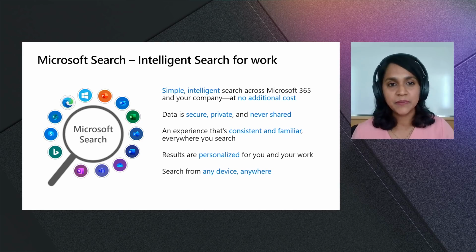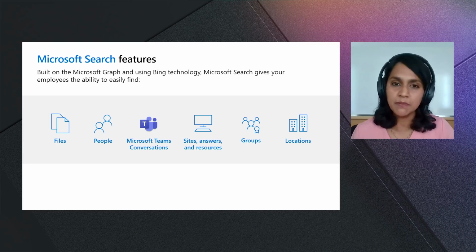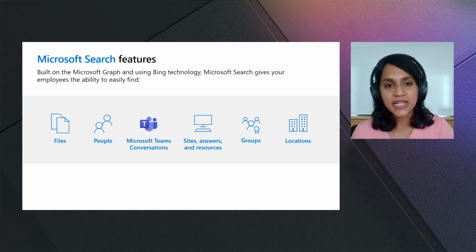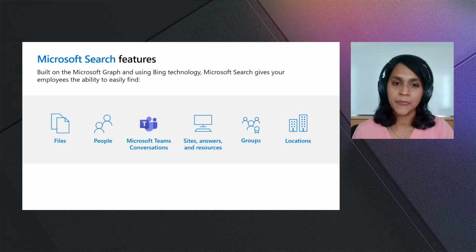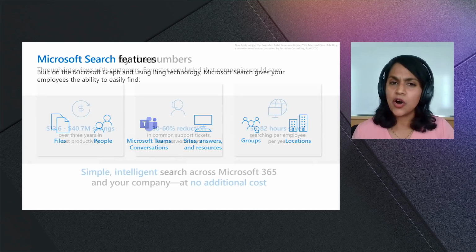When you think about Microsoft Search from an entity perspective, you get files, which are contextual and relevant to you, people, which is one of the most important aspects of organizational search, conversations, bringing content across Teams and Yammer, and then you have sites, answers, company resources, groups, locations, and much more. I am just scratching the surface here. If you're interested in learning more about Microsoft Search and watching demos, check out aka.ms/Microsoft Search.